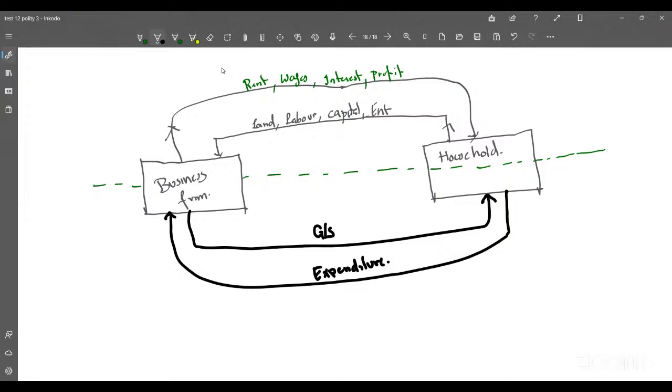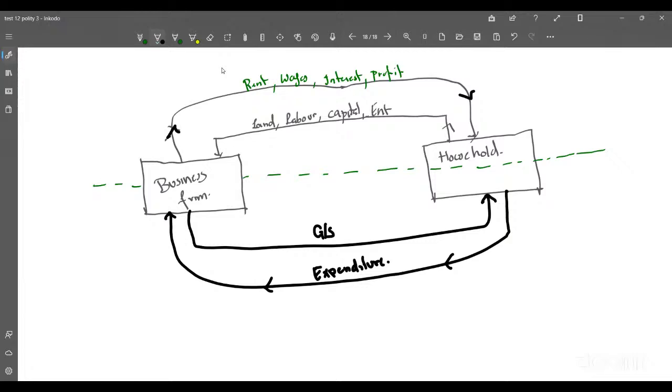So what's happening with the money? Money goes in this direction like this and comes back in this direction like this. So it takes a circular path. That's why we call this the circular flow of money. So this is how the money rotates.